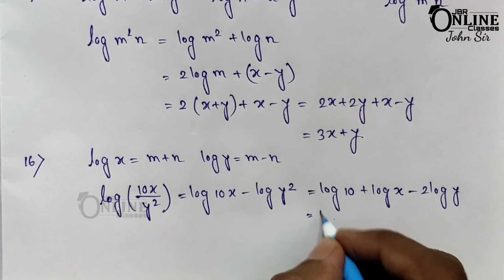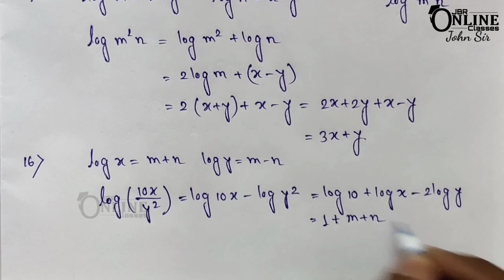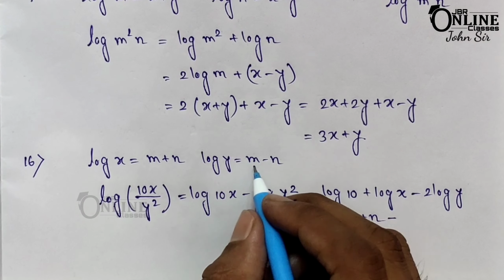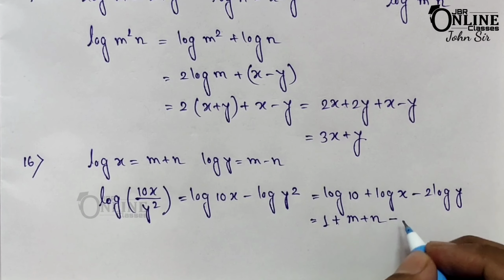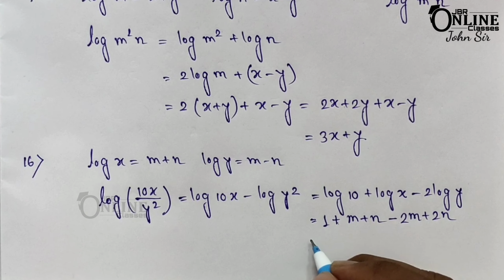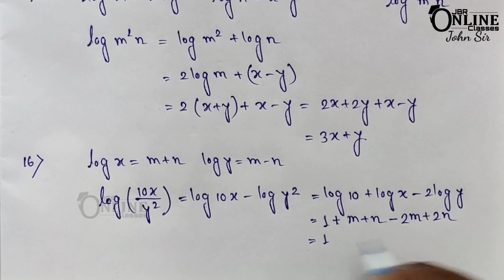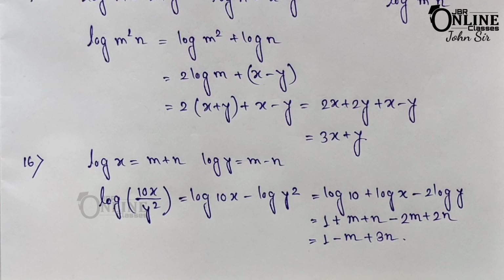So here log 10 equal to 1, log x equal to m plus n, and here log y equal to m minus n. So m minus n will be multiplied with minus 2, so it becomes minus 2m plus 2n. Okay, so finally 1, then minus m and plus 3n. That is the answer.